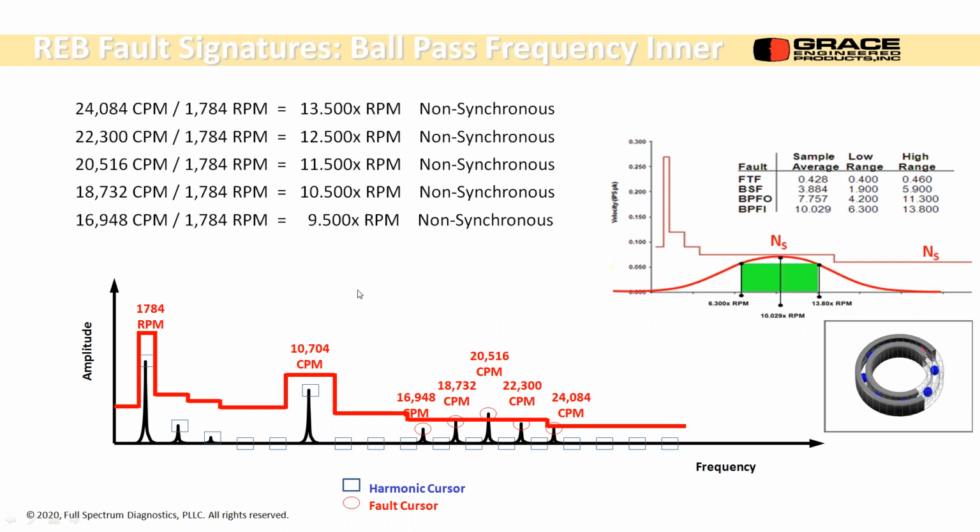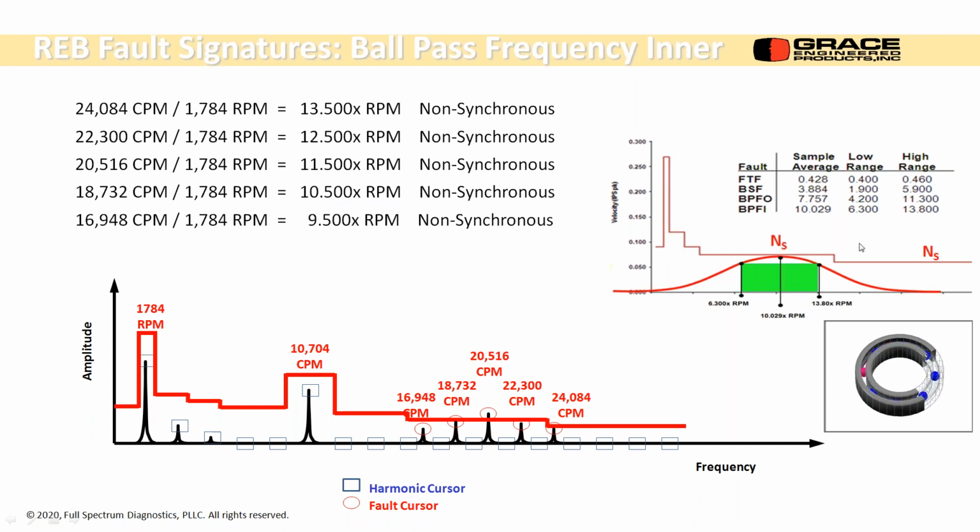Here we have something unusual happening. This is some modulation. I have a center frequency and equally spaced sidebands. I find the center, 20,516, and divide it by running speed. I get 11.5. Doing the same for each of the other peaks, I get 10.5 and 9.5. So they're separated by 1 times RPM. This is typical of an inner race bearing defect.